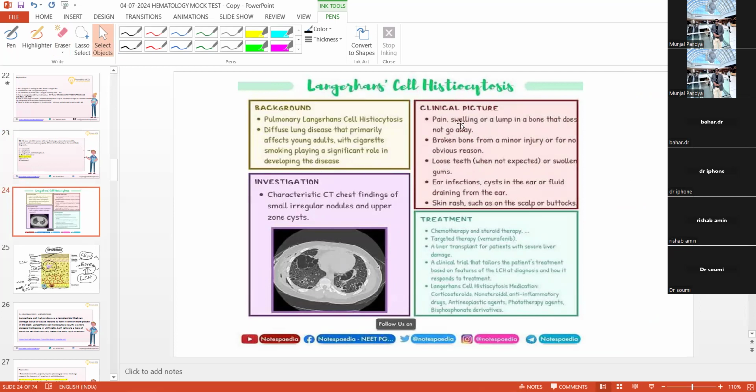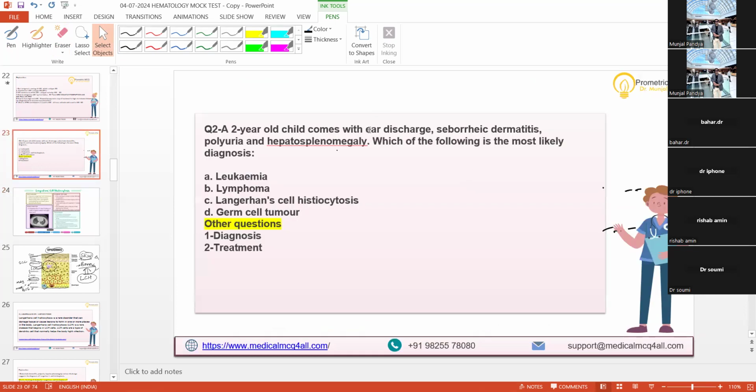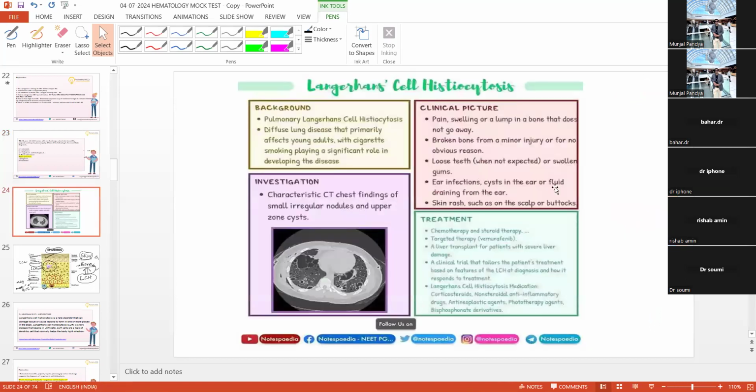What is the clinical picture of LCH? Pain, swelling, or a lump in a bone that does not go away. Broken bones from a minor injury, loose teeth, or swollen gums. Ear infection or ear discharge. This patient has ear discharge, so that is matching. Ear infections or discharge and skin rash. This patient has seborrheic dermatitis, so skin involvement is also there. So this looks like a classical LCH patient, right?